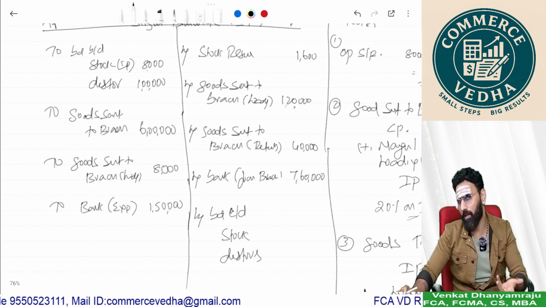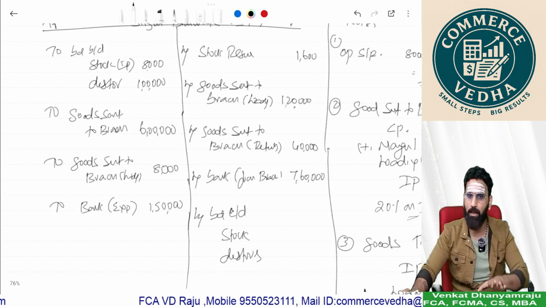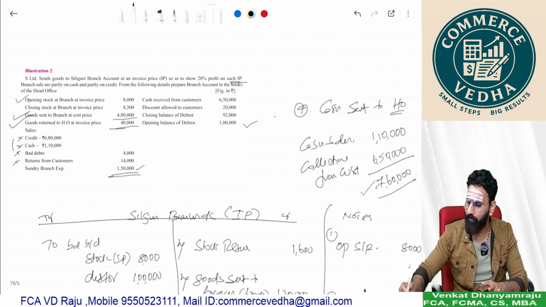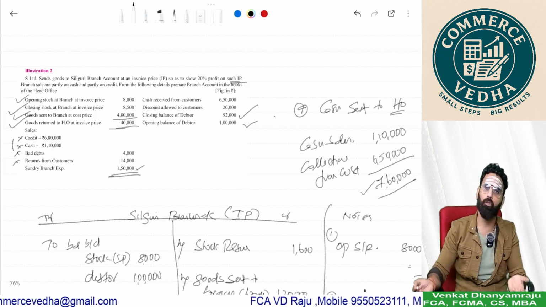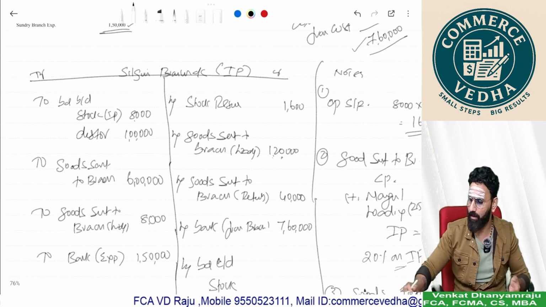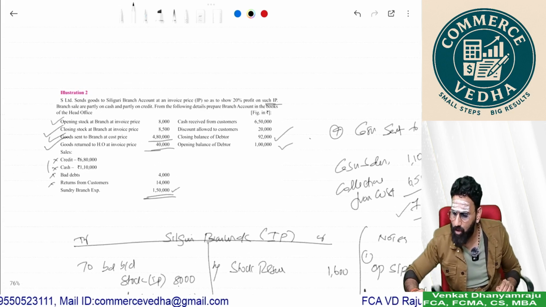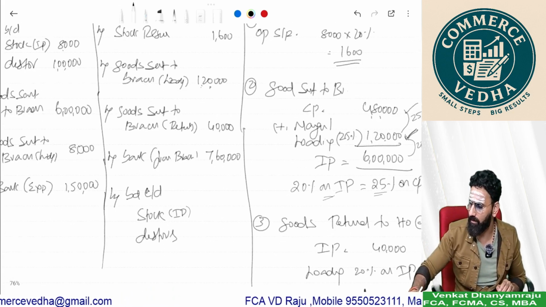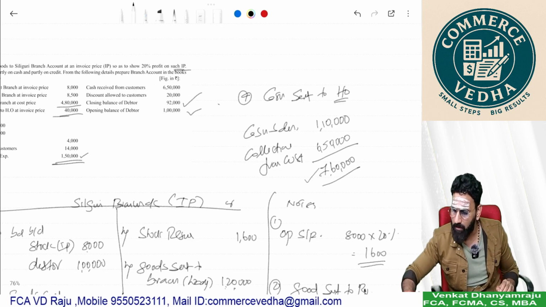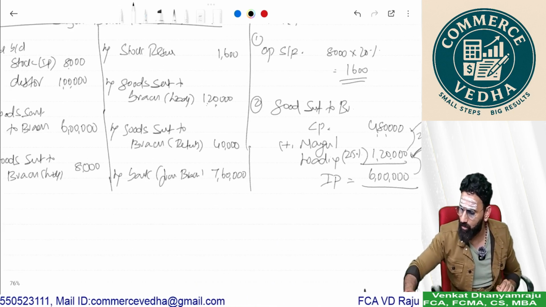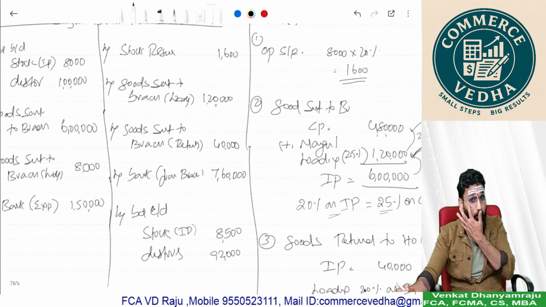If balances are not given, we need to prepare memorandum stock and memorandum debtors to know the balance. But in the question, you have received the closing debtor balance and closing stock balance. Both were given. My closing stock is at invoice price. How much is my closing stock? 8,500. My closing debtors are also given, which is 92,000. So I need not prepare memorandum stock and memorandum debtors because both were given.